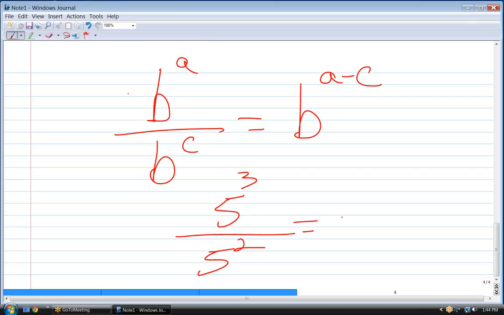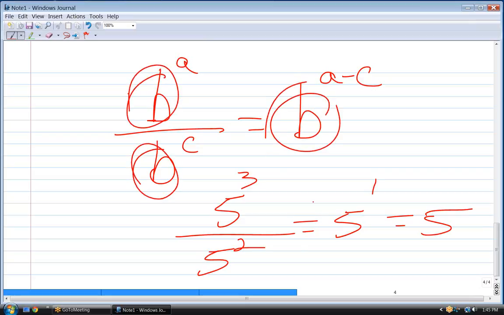It would be 5 to the 1, right? Sorry, 5 to the 1. In other words, 5. You carry forth the base. I don't ever change the b. That b stays the same, just like I didn't change the 5.